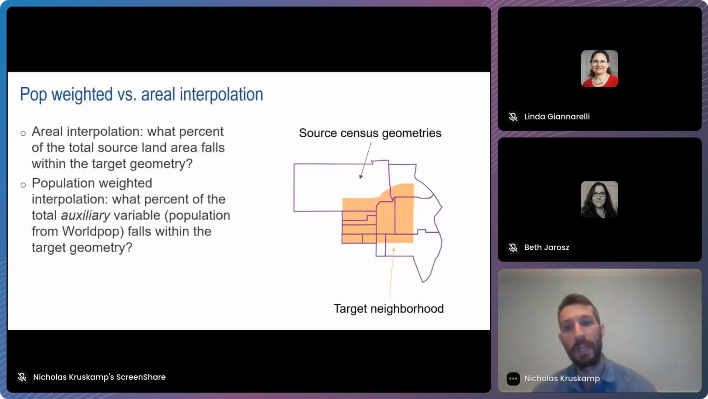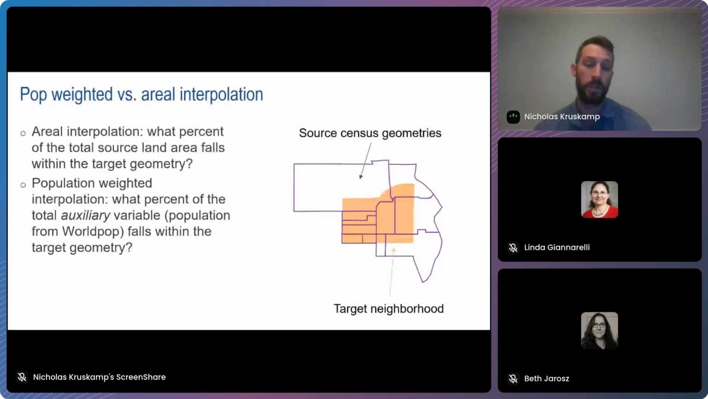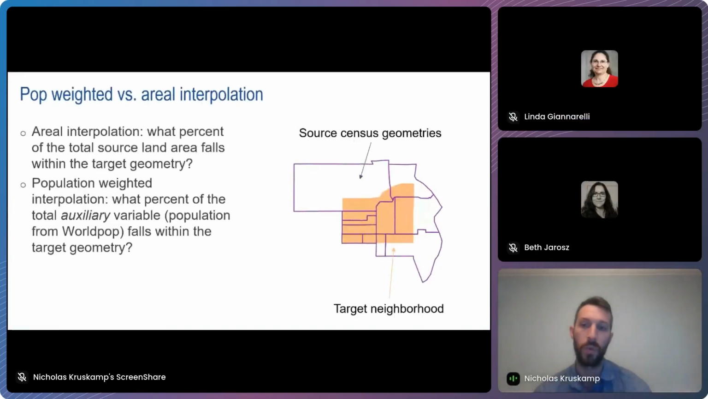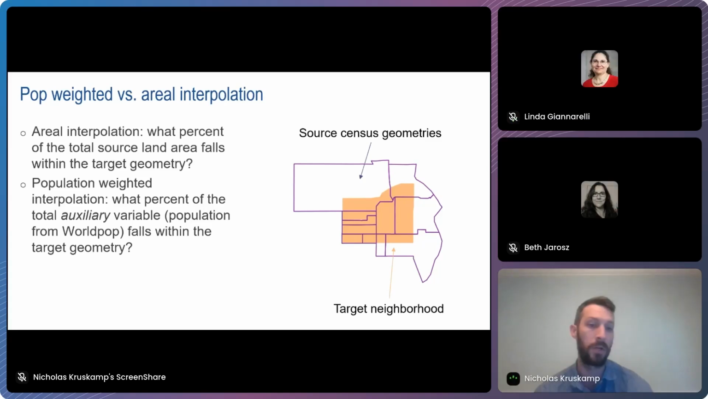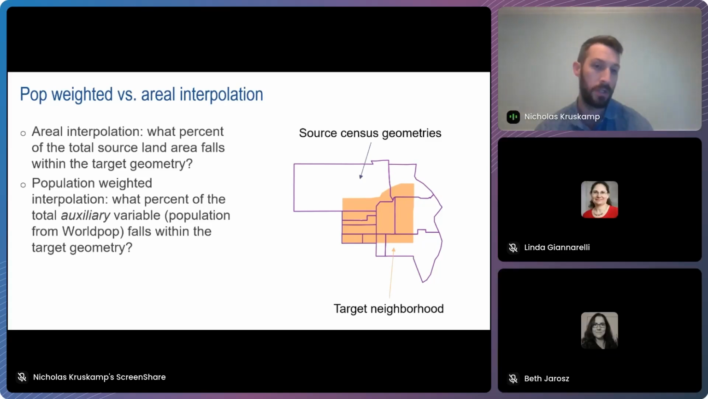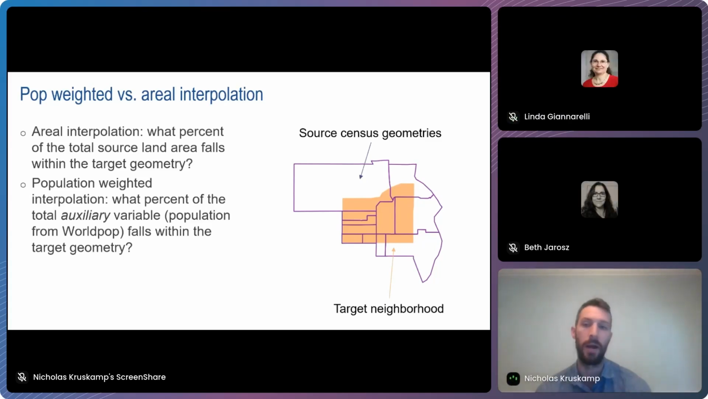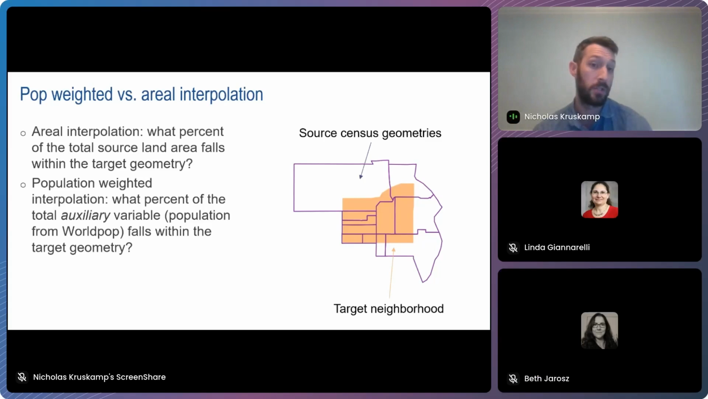And so again, the areal interpolation problem is what percent of total source, in our case, source being the census geometries, fall within the target geometries. And so in the figure here, we see the target in our orange and our source census geometries in purple outlines. And so the aggregation or sum of all the contributing areas from purple to orange in this figure would give us our orange estimation. Whereas with the population weighted interpolation, we want to say, well, what percentage of the total census tract population, according to this auxiliary variable or the population distribution for WorldPop, falls within that target geometry.